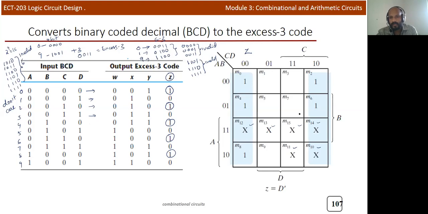If you look at this particular key map, here you can make a group of 8 by considering the first column and the last column. So this can be considered as one group. In this group, you can see that D bar is common. So here it is written D slash or D bar, both are the same. So this is D bar, the D complement.